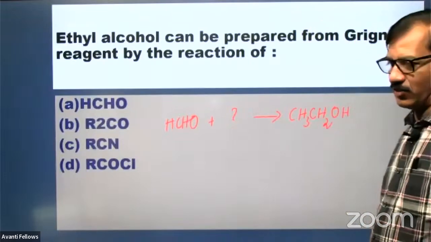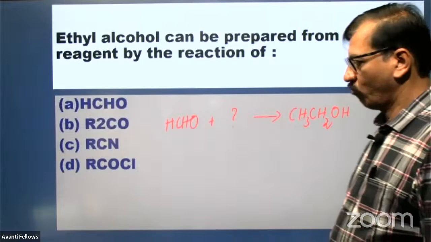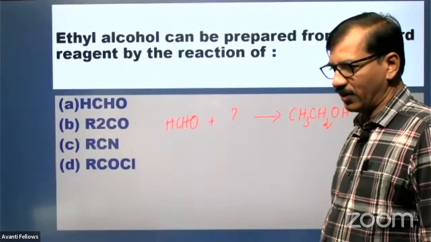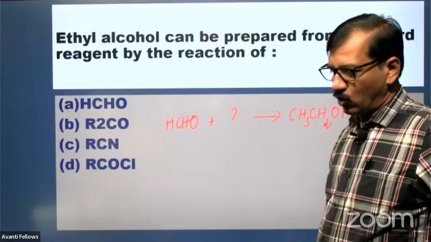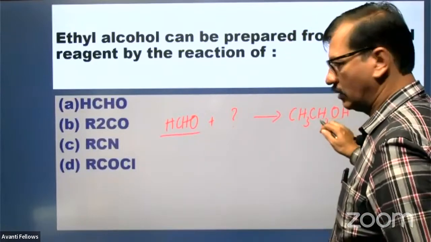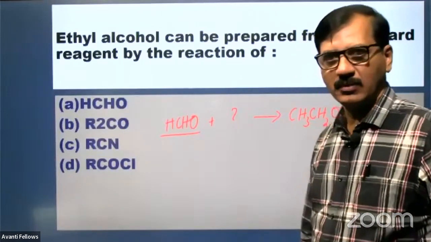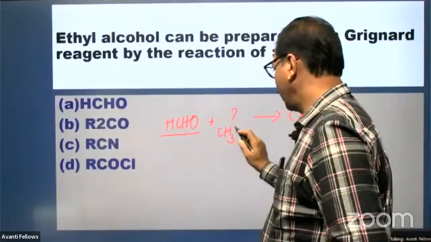What is the Grignard reagent used here? Can you tell me which is the Grignard reagent used? This logic is important. HCHO has one carbon atom, and the other carbon atom should come from the Grignard reagent. It should be methyl magnesium bromide. Very good. Methyl magnesium bromide.